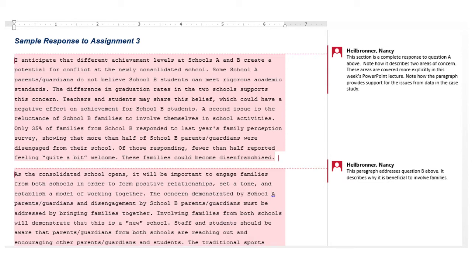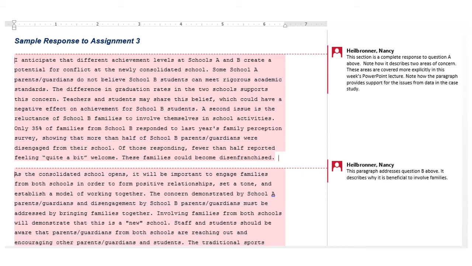So here we have a sample response. This person wrote, I anticipate that different achievement levels at schools A and B create a potential for conflict at the newly consolidated school. Some School A parents and guardians do not believe School B students can meet rigorous academic standards. The difference in graduation rates in the two schools supports this concern. Teachers and students may share this belief, which could have a negative effect on achievements for School B students.